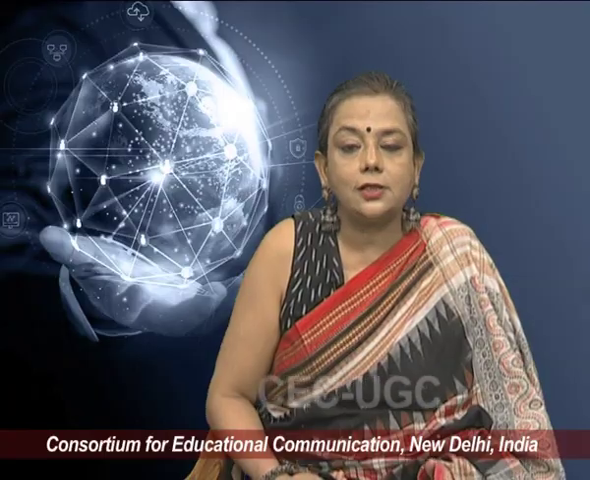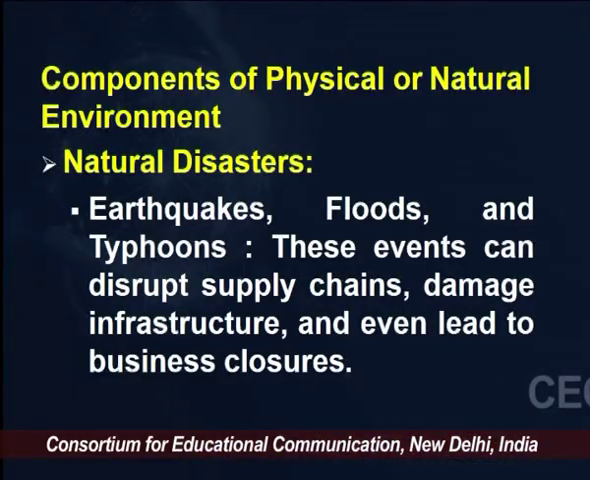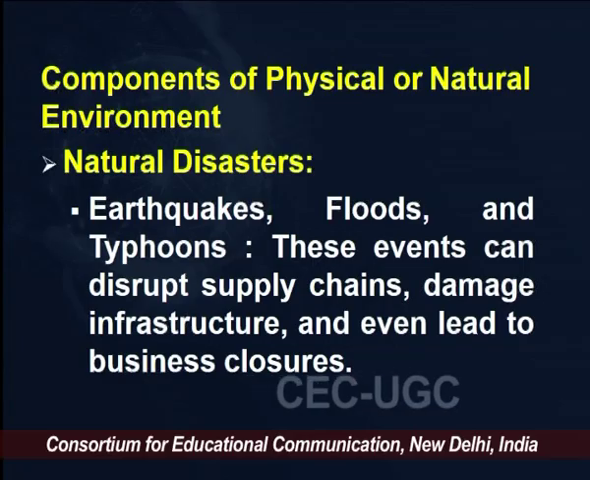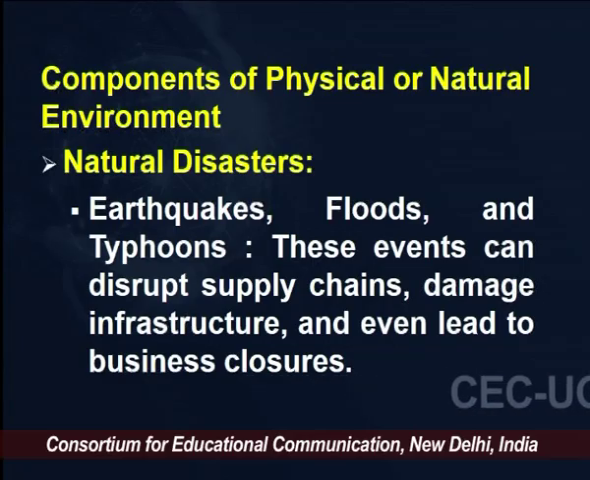Also, they have to think about the countries which are prone to certain disasters, like earthquake-prone countries. Japan is an earthquake-prone country, so when you are doing business with Japan, you have to take care of that particular problem. Earthquakes, floods, typhoons, these are the natural disasters. These events can disrupt supply chains, damage infrastructure and even lead to business closures.